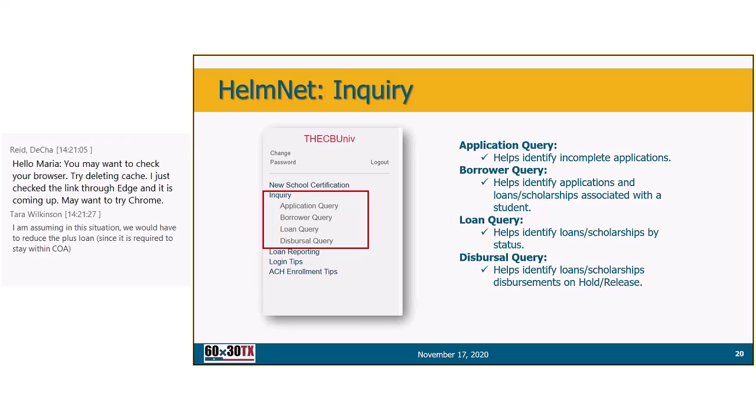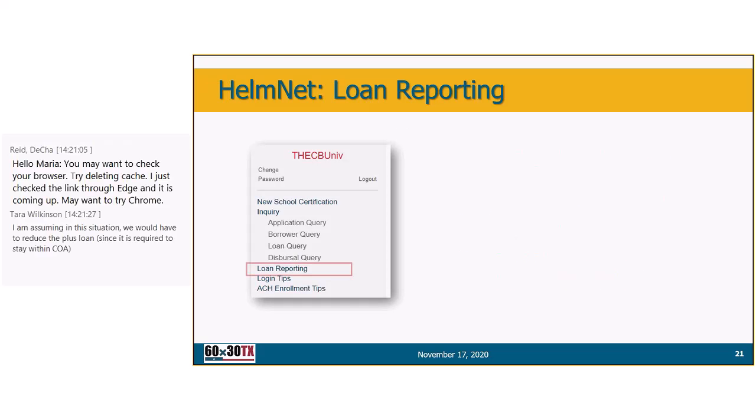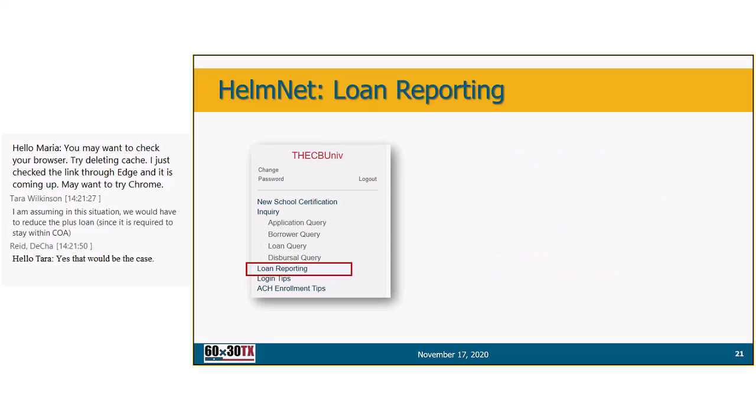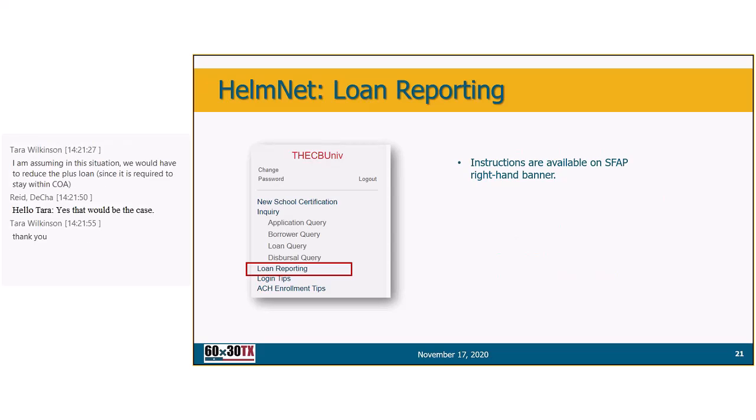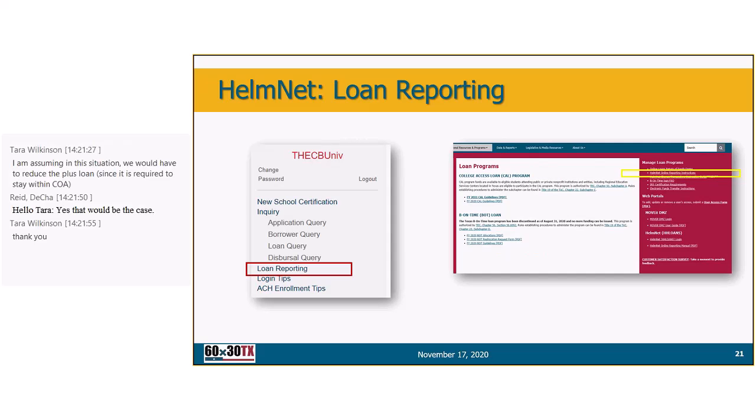One thing to note about these queries is that because they're more of a snapshot, they don't have a download feature. They don't have a lot of ways to be interactive with them. So very recently, we released instructions on the next one in the list, which is our loan reporting feature. This is something that just got released a few months ago, and we did a prior training on a webcast that went through it in more detail. But if you go onto our SFAP webpage on the right-hand banner, on the loans page or on the scholarships page, there's something that says HelmNet Online Reporting Instructions.